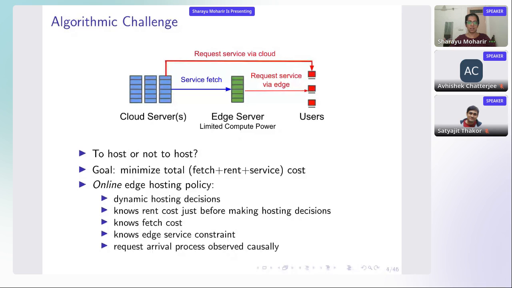And we say that such a hosting policy is online because it observes the request arrival process causally. That is, at a time to make its hosting decision, it only knows the arrival process up to that time and does not have any explicit knowledge of future arrivals.